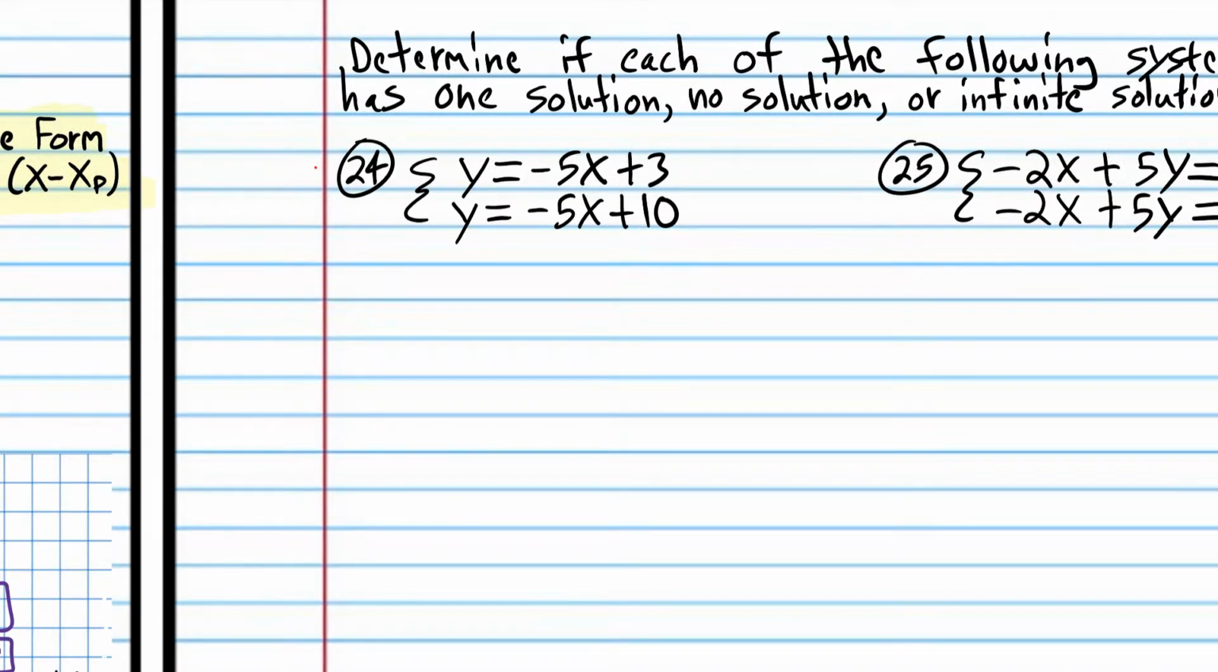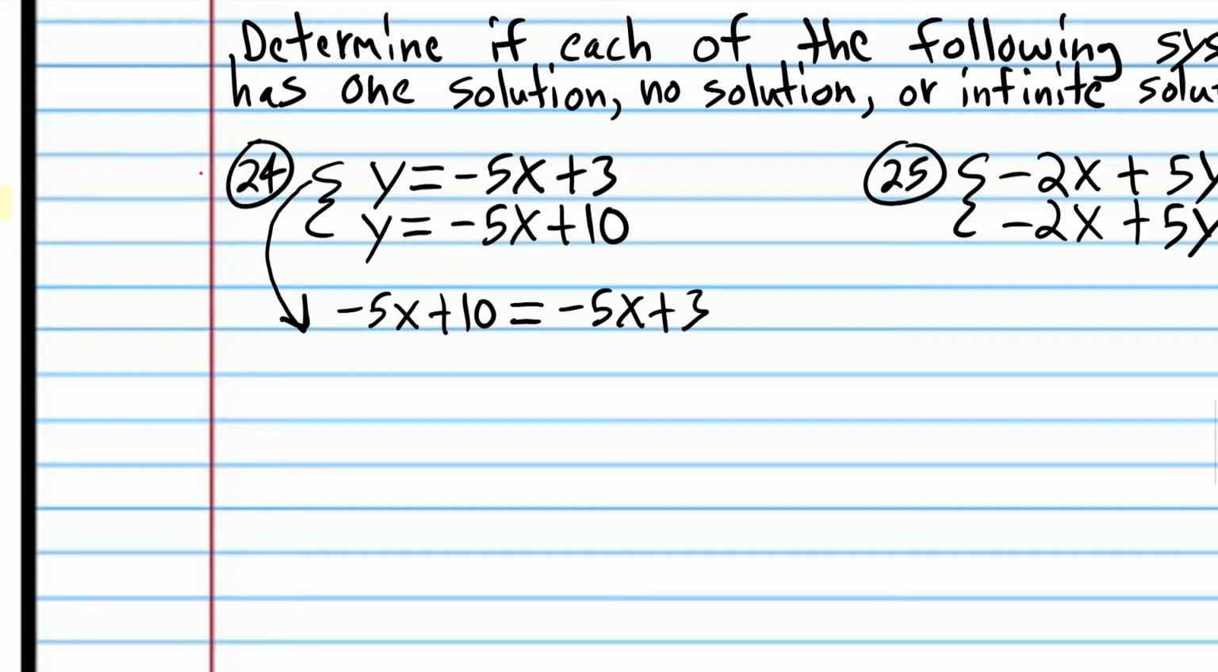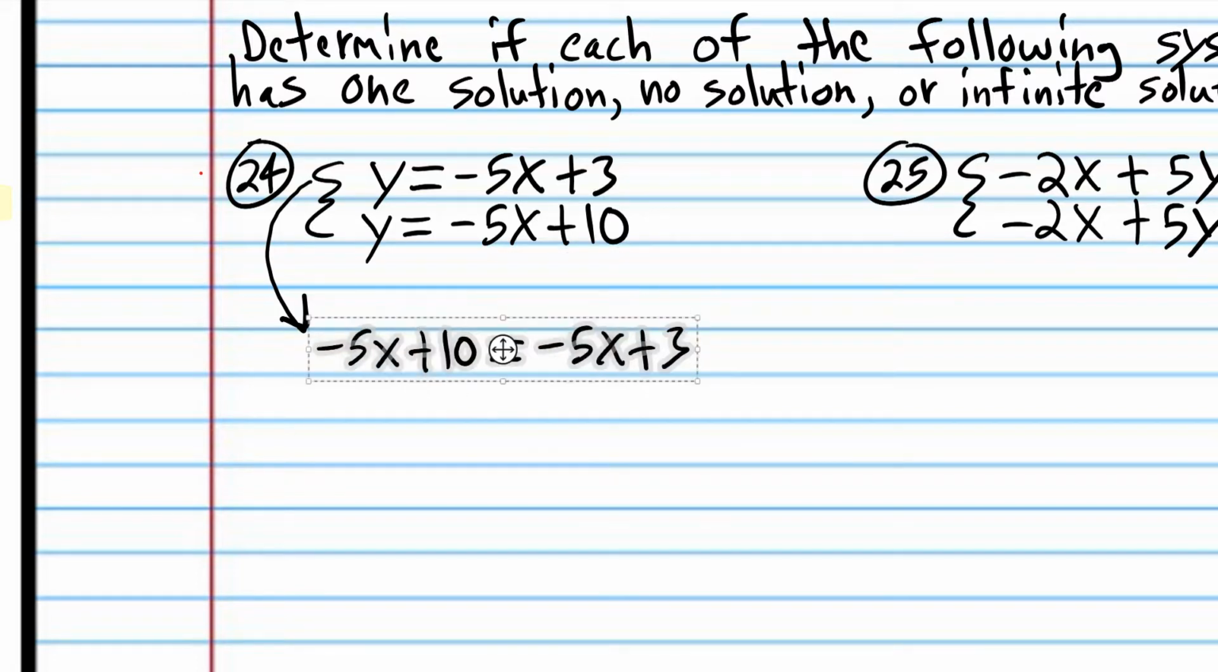You're going to take either one of these equations. It doesn't really matter which one. You can take the top one and rewrite it, but instead of writing y, you write what the second equation tells us y equals. So negative 5x plus 10 is equal to negative 5x plus 3. Again, all I did was rewrite the top equation, no difference whatsoever, except instead of y, I wrote negative 5x plus 10, because that's what the second equation tells us that y equals.